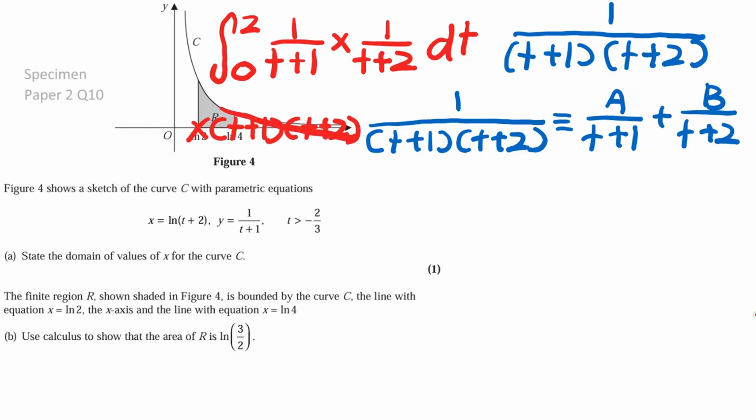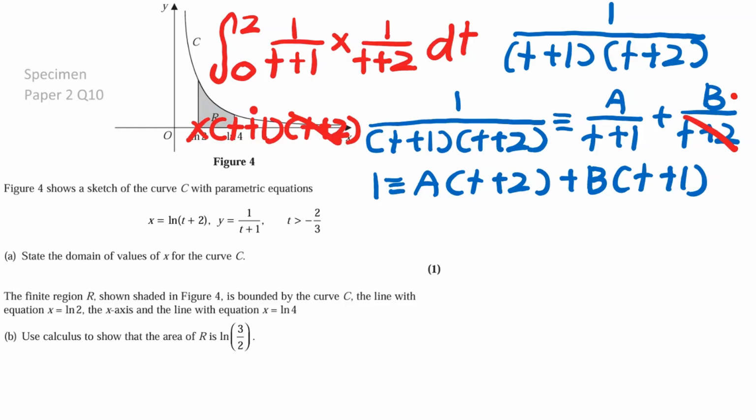So these two brackets will cancel out with the two brackets in this denominator, just leave us with the one numerator on this side. And then this t plus 1 bracket will cancel out with this t plus 1 denominator to leave us with a multiplied by t plus 2. And then this t plus 2 bracket will cancel out with this t plus 2 denominator to leave us with b multiplied by t plus 1, like this here.